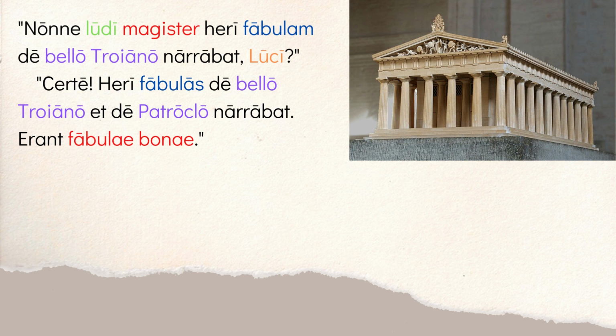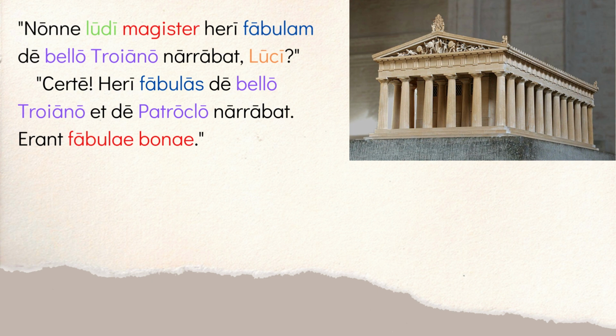You get certe, right? "Certe heri fabulas de bello Troiano et de Patroclo narrabat." So yeah, certainly, right? Certe, of course. Yesterday, narrabat, he was telling fabulas, stories, de bello Troiano, about the Trojan War, et de Patroclo, and about Patroclus. So this is referencing the previous chapter where we heard these stories about the fight amongst the Greeks and Patroclus and kind of how he got killed, and with Achilles, that whole thing. That's what they're referencing here.